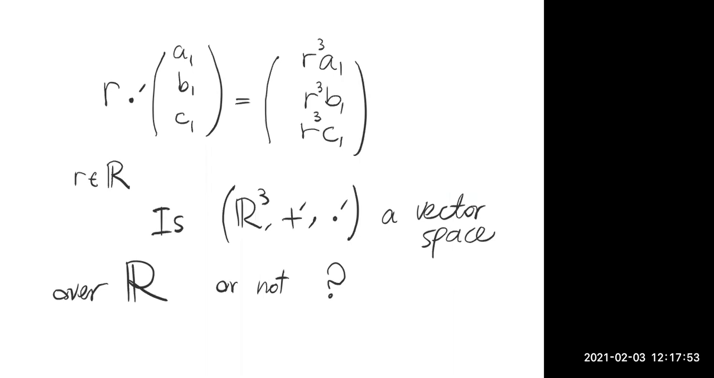What we should do is we should go back to look at the axioms we have for a vector space over a field. And we should check if this new R3 with these new operations satisfy these axioms or not. Okay, so think about that for a few minutes.